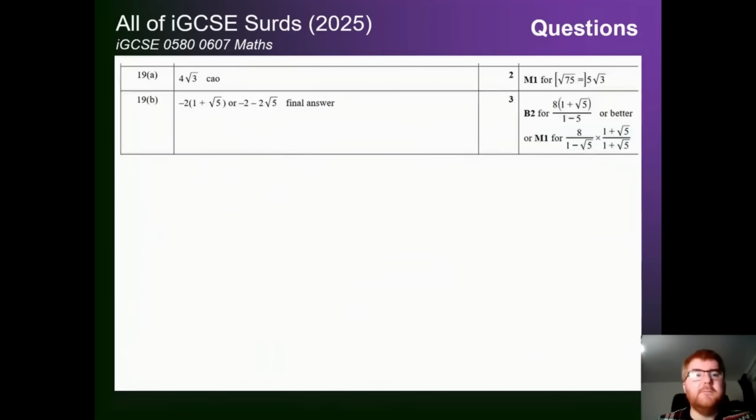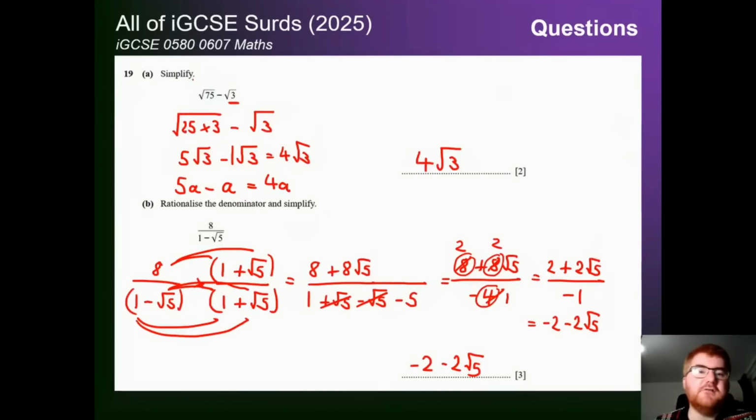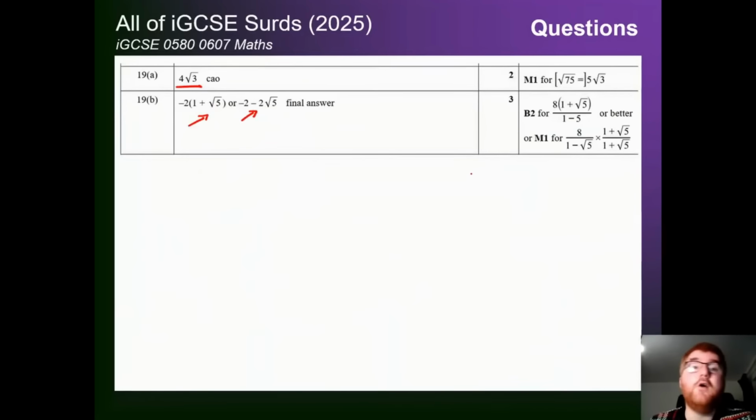Again, you can look at the mark scheme here. Notice you could also factorize this as well and put it back in. That's absolutely fine as well. Again, both answers will give you all 3 marks. And again, we've got 4 root 3. Notice correct answer only. Again, if you don't get 4 root 3, then you won't get both marks here.